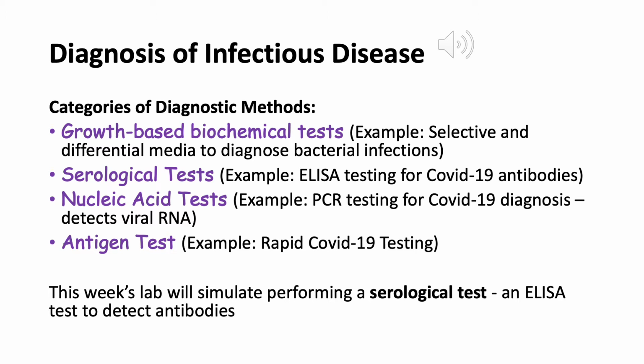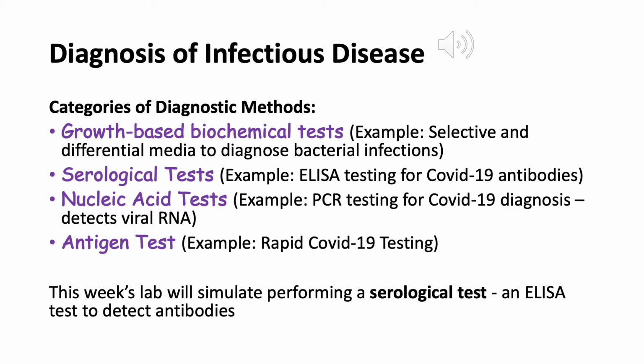The next one is the nucleic acid tests. And this one is the test, the nasal swab test that's done to diagnose a current COVID infection, for example. So the PCR test for COVID-19 diagnosis is detecting that viral RNA in the person's sample taken from a nasal swab. So that's a very accurate test to detect a current COVID infection. And that's a nucleic acid test because it's looking for RNA of the pathogen.